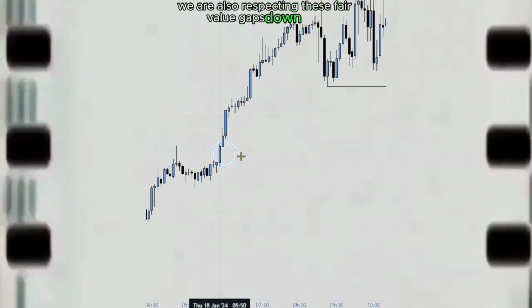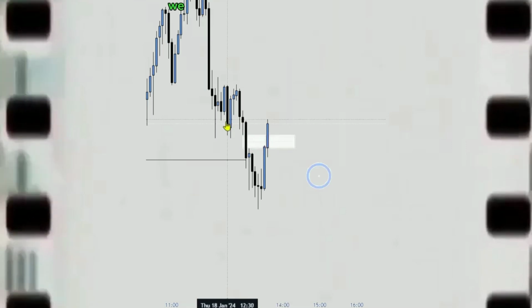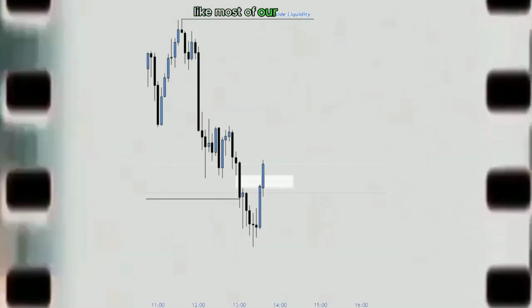As well, we are also respecting these fair value gaps down here. Therefore, if we inverse this fair value gap, I know that we are most likely going to go up and look for longs. So as you can see right here, we end up inversing this bearish fair value gap. Now remember, most ICT traders would be going short here because of this market structure shift. But with this trading model, we make sure that we don't get caught out like most other ICT traders.